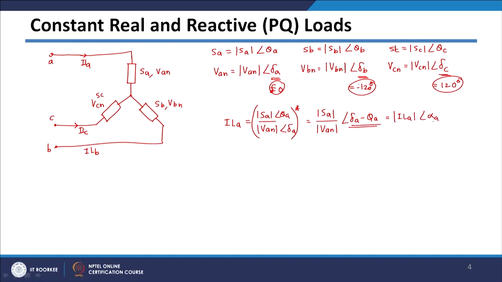which is basically the IL A magnitude and its angle, which I can say is just alpha A. Similarly, I can get IL B current, which will be equal to SB magnitude divided by VBN magnitude, and its angle will be delta B minus theta B, and IL C will be equal to SC magnitude divided by VCN magnitude, and its angle will be delta C minus theta C. These are nothing but the equivalent currents flowing to the load, and the current injected will be opposite of that. So basically we have got the currents which are flowing to the load, calculated like this.